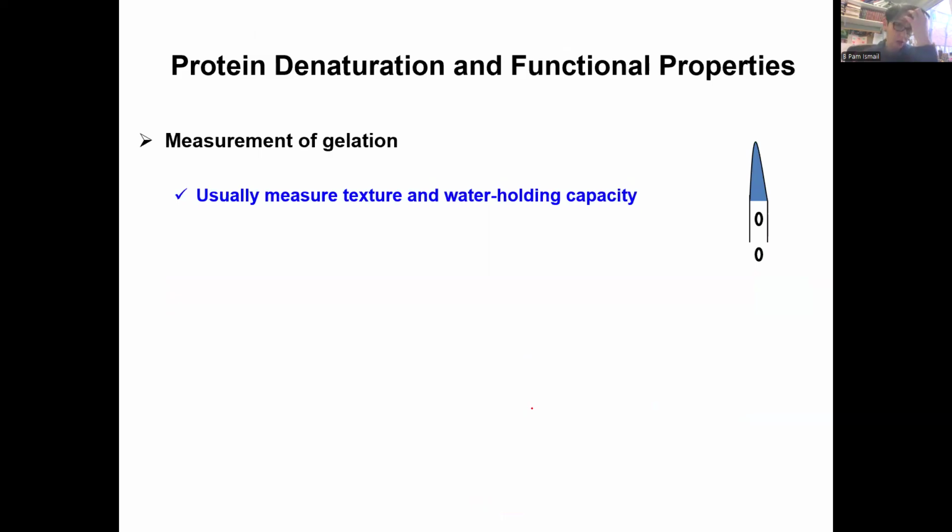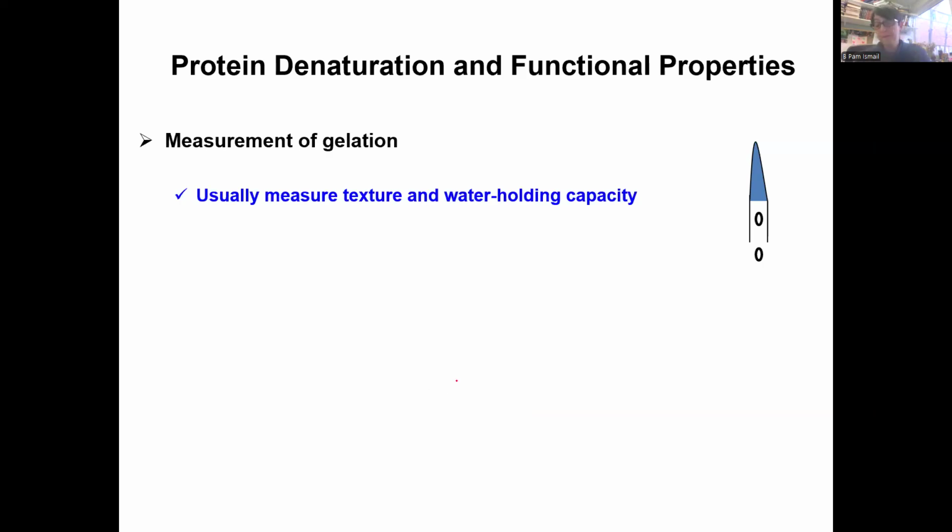We measure gelation, but using different approaches. So we first form a gel under specific conditions: pH, protein concentration, temperature, time, rate of heating, all of that. And then once the gel is formed, we measure water holding capacity. It tells us how much the gel was strong enough to hold water. So usually you get the gel, you form it, you turn it upside down and measure how much water is lost due to the gravitational force.